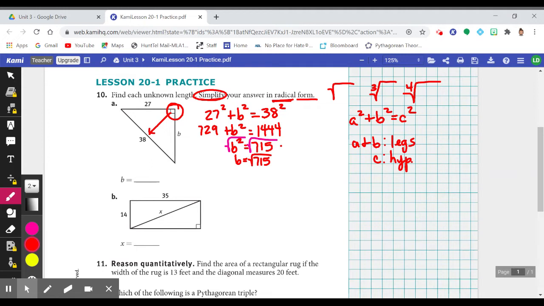And so we have to ask ourselves, is 715 simplest radical form? So here I'm going to suggest one of the easiest ways to simplify a radical is to find a perfect square factor of the number we're trying to simplify. So our perfect squares, starting with 1 squared, which is 1, 2 squared, 4, 3 squared, 9, 4 squared, 16, 5 squared, 25, 6 squared, 36, 7 squared, 49, 8 squared, 64, 9 squared, 81, and 10 squared, 100.